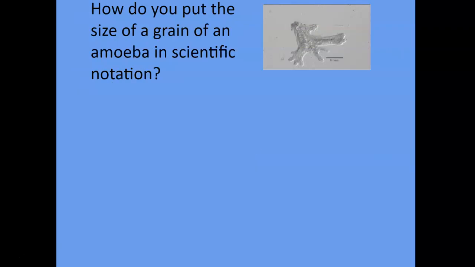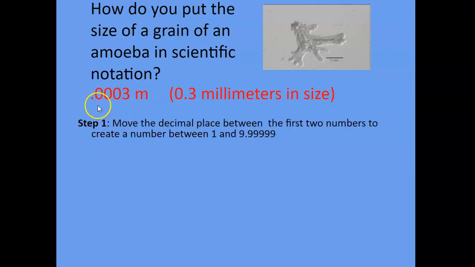Okay, so let's practice. So we have a grain of an amoeba, and this is something microscopic, and it is only 0.3 millimeters in size, but if we write that out into meters, that actually becomes 0.0003 meters. That's a small number. So already in your head, maybe you're thinking about which direction you're moving this decimal point over. Step 1 says we need to move the decimal over to make this number a number between 1 and 9.999. So I will move the decimal over to the right to create 3.0.